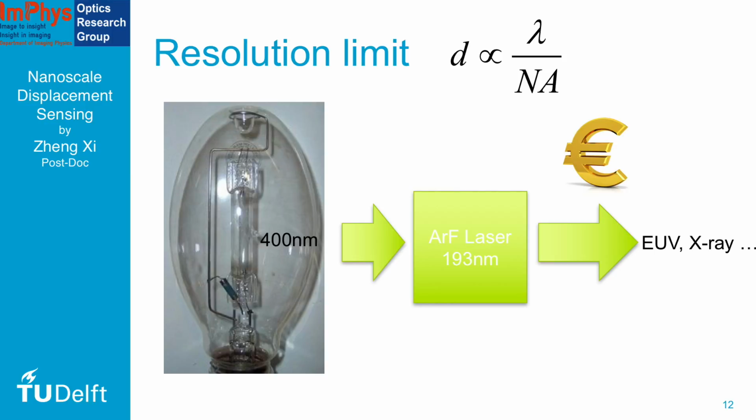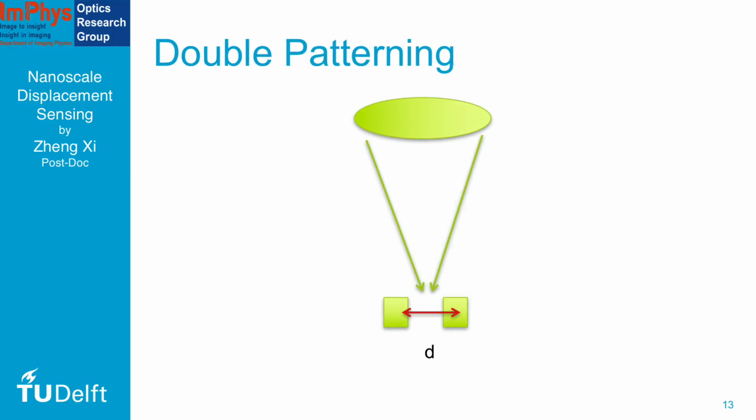One can use EUV source or even X-ray, for example, but these systems are very expensive, and what is worse, there is no lens currently available for X-ray, so other methods must be developed to further increase the resolution without using shorter wavelength. One of the promising techniques is called double patterning.